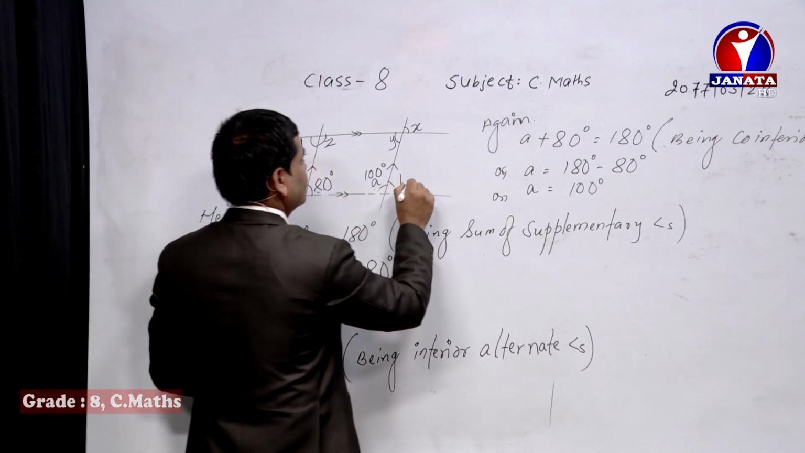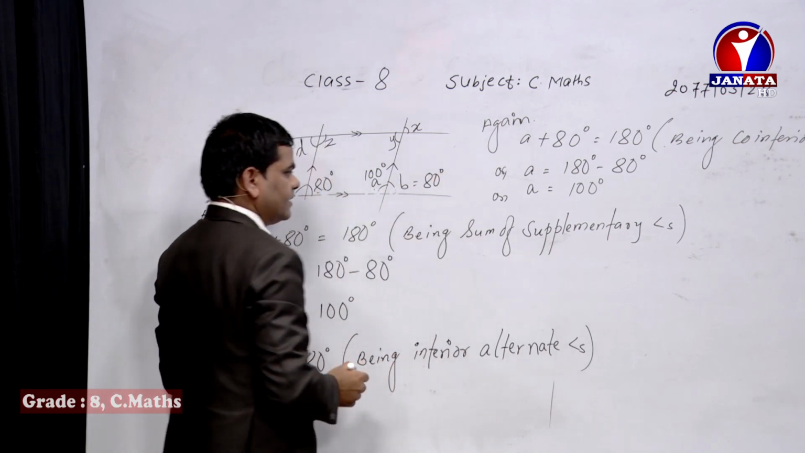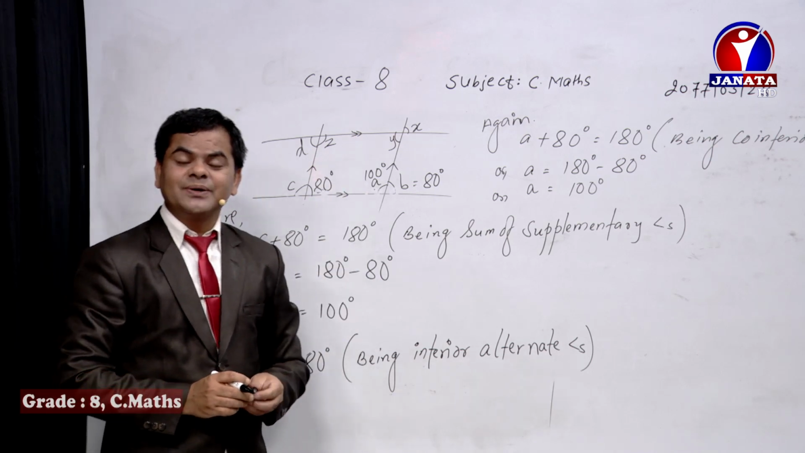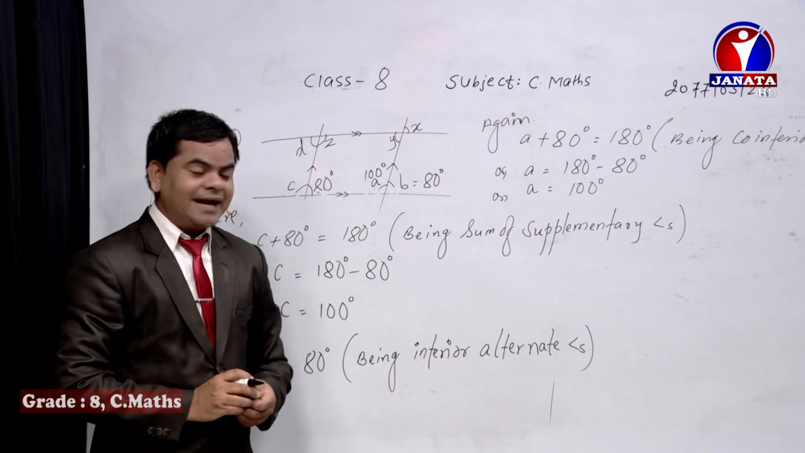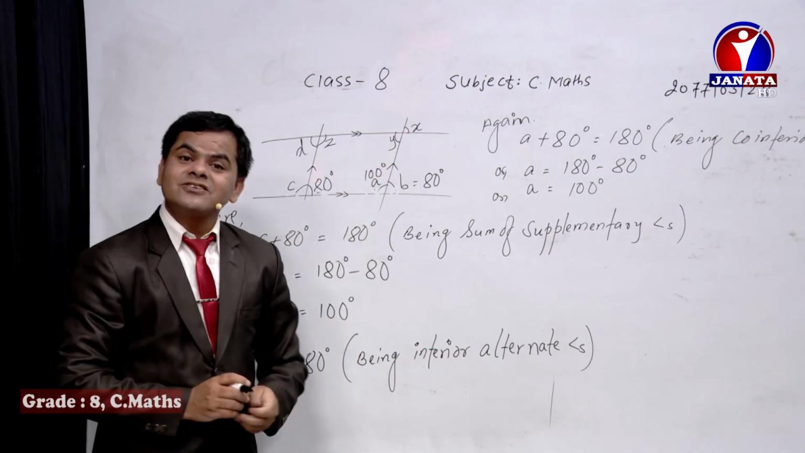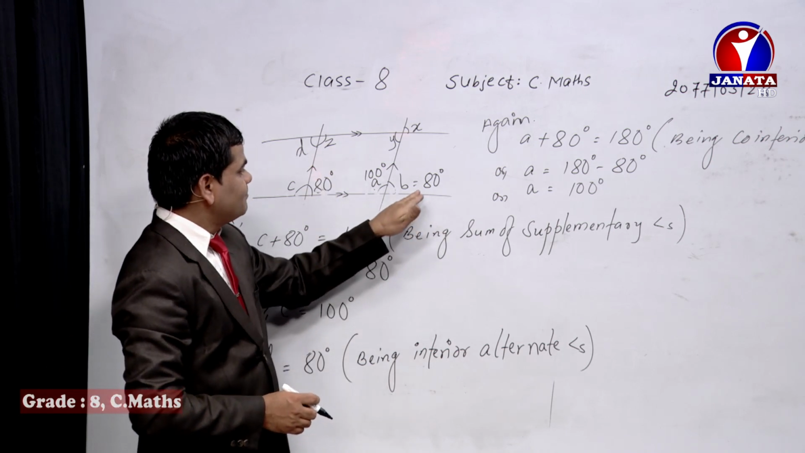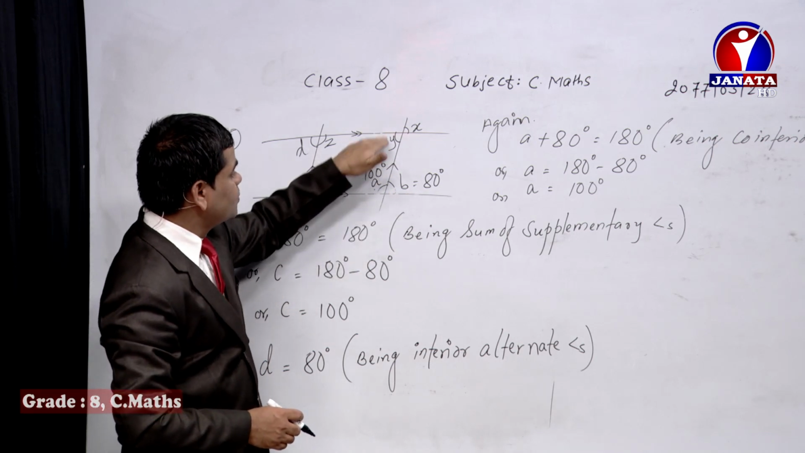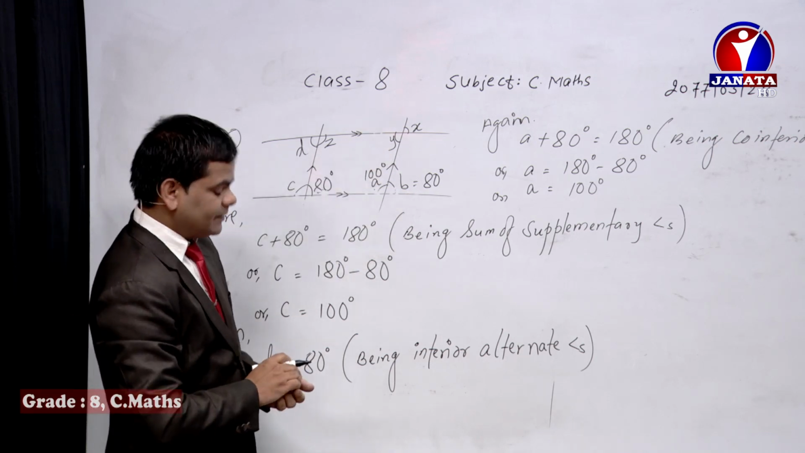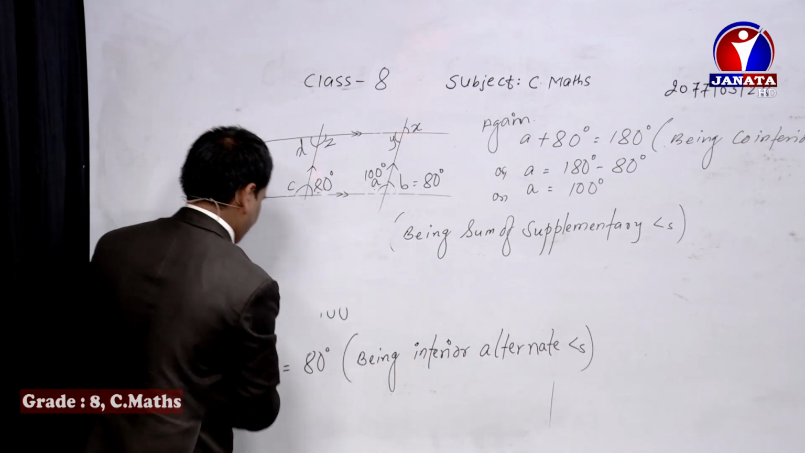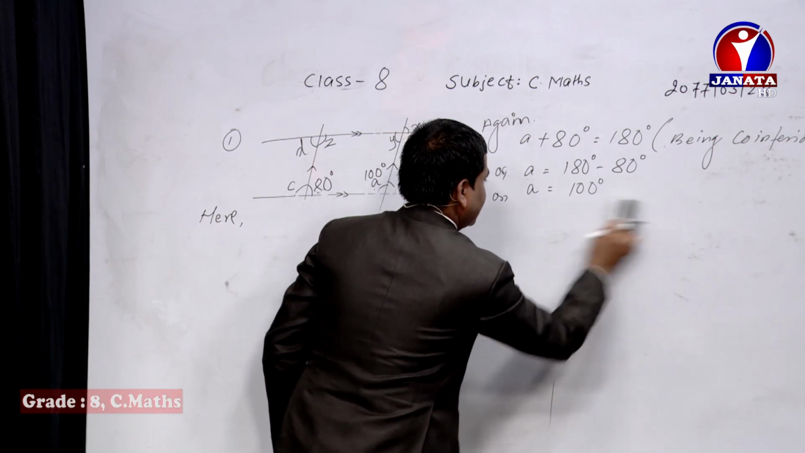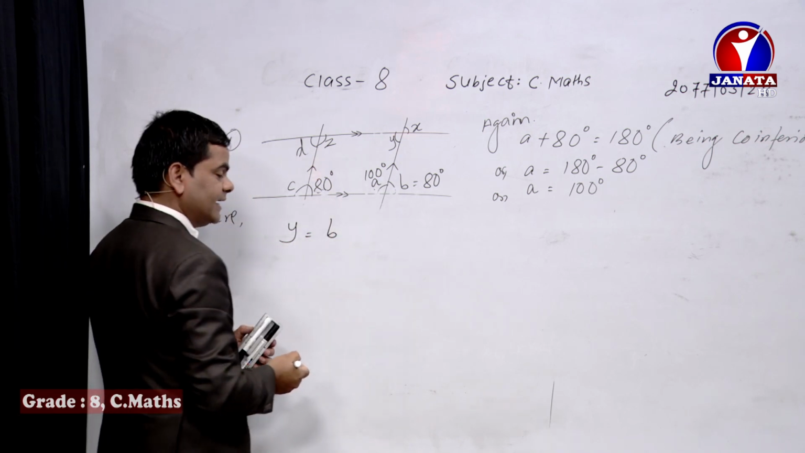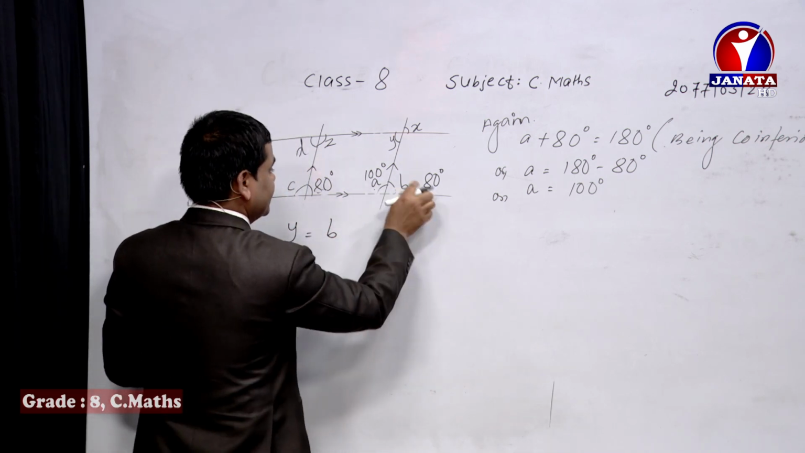Now, as we have got the value of B as 80 degree, dear student, what is the relationship between B and Y? The relationship between B and Y is interior alternate angles. B is on the right hand side, and Y is on the left hand side, and both are inside of the two parallel lines. At the time, you can write Y equals B, and B's value we have found as 80 degree.